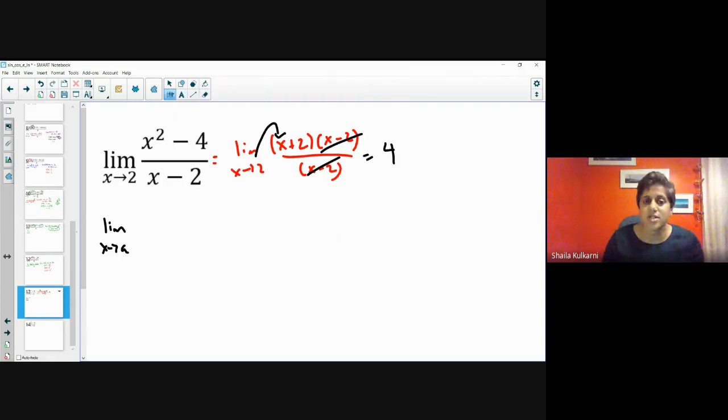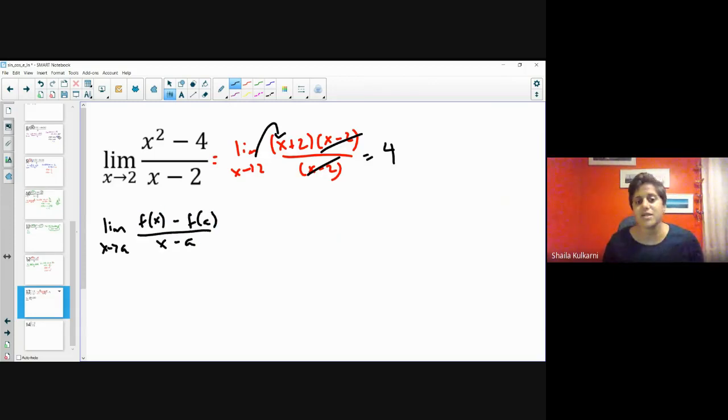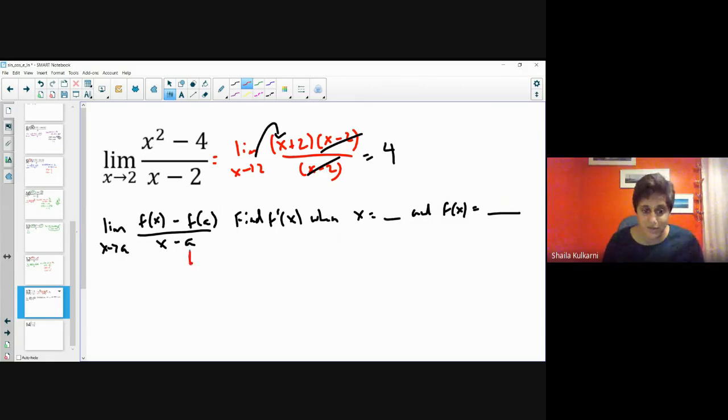The alternate definition of the derivative says f of x minus f of a, all over x minus a. So this is asking us to find f prime of x when x equals something and f of x equals something. So what is x equal to? Well, it's whatever that number is. In this case, it's 2.